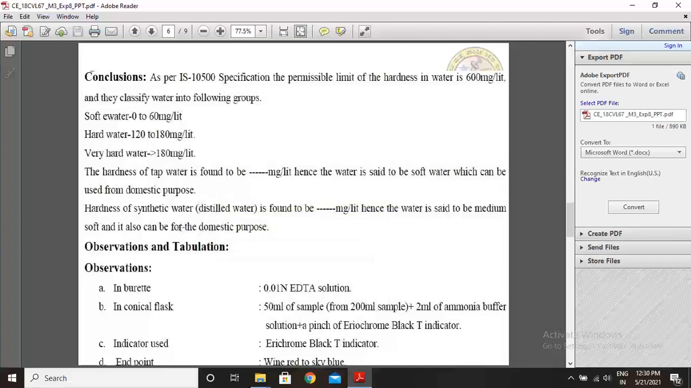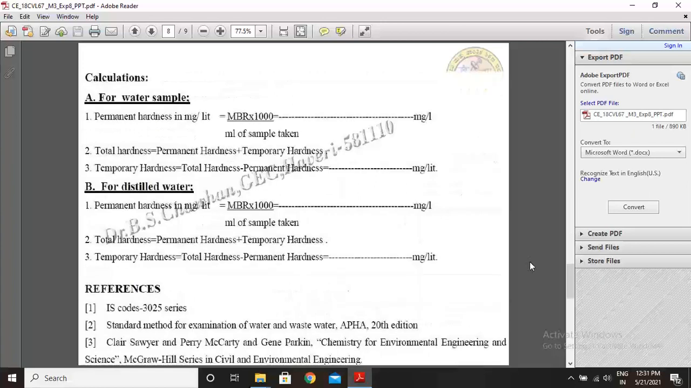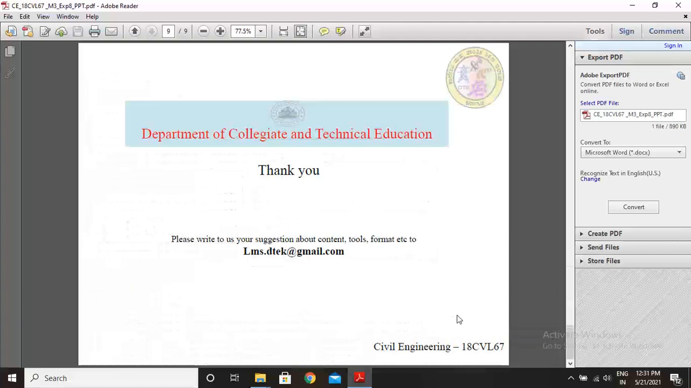Okay, the hardness of synthetic water, meaning distilled water, is found to be this much milligram per liter, hence the water is said to be medium soft, and it also can be used for domestic purposes. So based on these ranges, you compare and write the conclusion. So this is the conclusion of these experiments. These are the references referred to for these experiments, to finish in detail. Okay, thank you one and all. Next experiment I will continue in the next class.